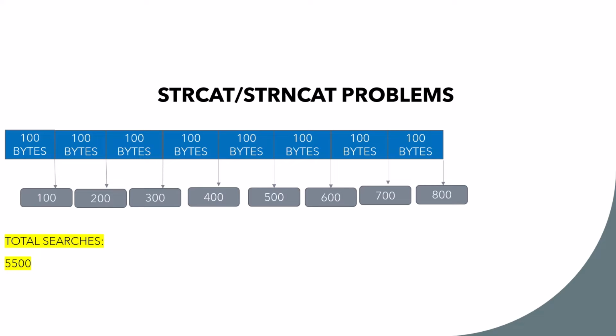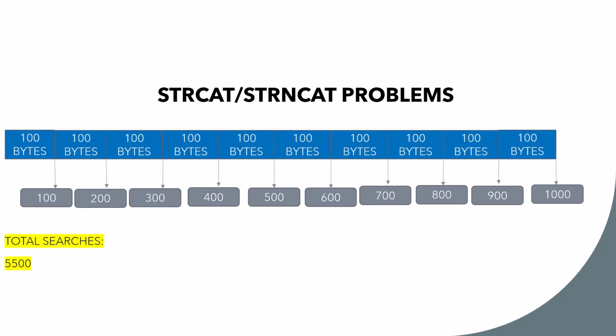And we have 3600 searches that we've done so far. Talk about the 900 bytes, right? We're looking now through 900 bytes plus the previous 3600, right? That's 4500. And then, of course, the last 100 bytes where we're looking through 1000. And that's how we end up with the total number of searches of 5500. Now, I hope it's absolutely clear as to why there's a performance issue with strcat as well as strncat.